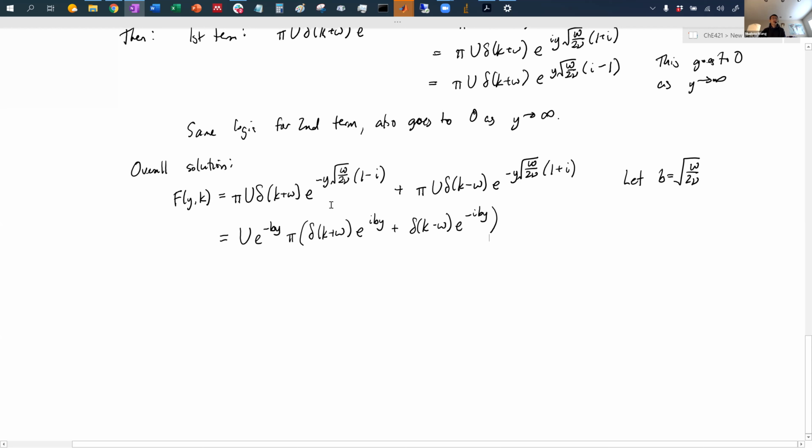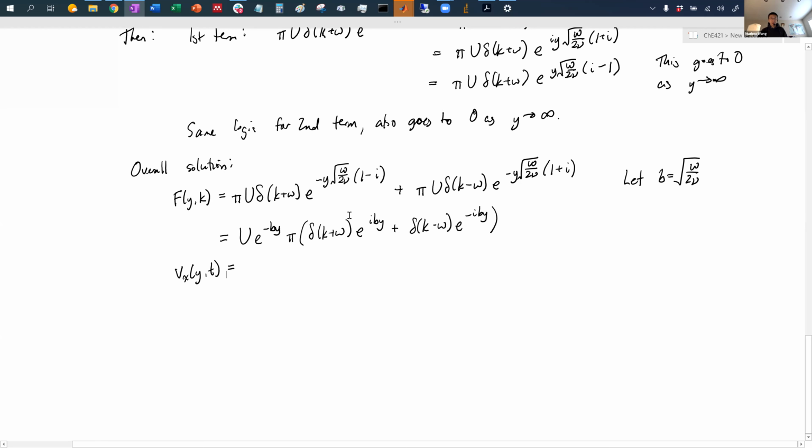Now, of course, we don't care about the Fourier transformed solution. We care about the original solution, right? We have to take an inverse Fourier transform of this. And so we need the original solution, Vx of y and t, and the way we do that is we take an inverse Fourier transform.